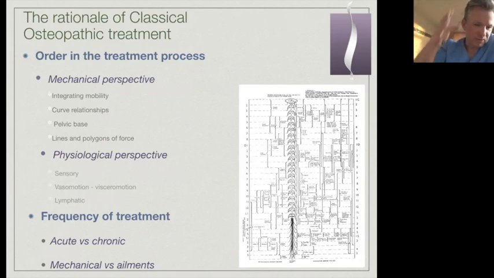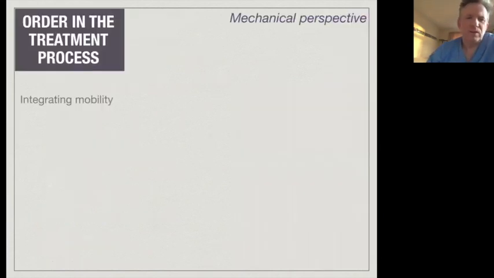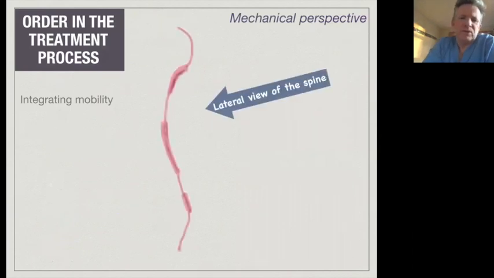In terms of frequency of treatment, acute versus chronic, mechanical versus ailments, we're going to explore those. So in terms of integrating mobility, one of the things that we're addressing with our patient is specific disturbances, lesions, osteopathic disturbances, somatic dysfunction, however you want to call it, subluxation. And a lot of this, in terms of symptoms, is reliant on understanding the forces that are interacting through the spine. Much of that is in relation to areas that are compressed, areas that are impacted, and areas that are less so.